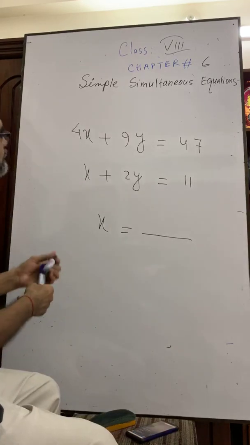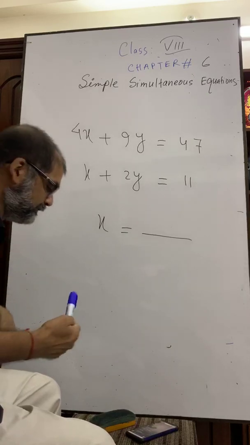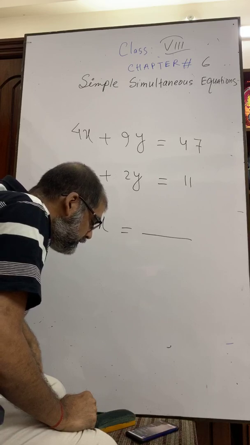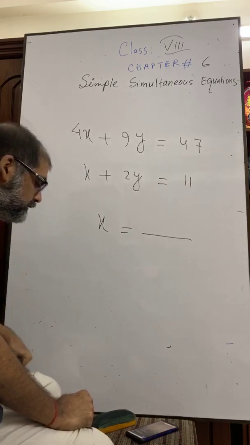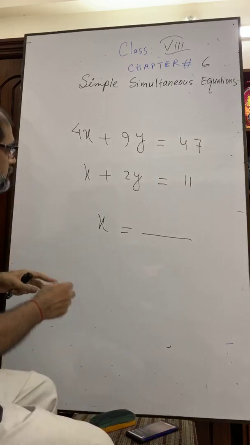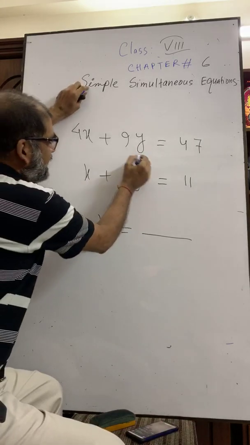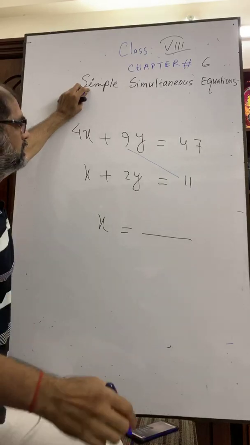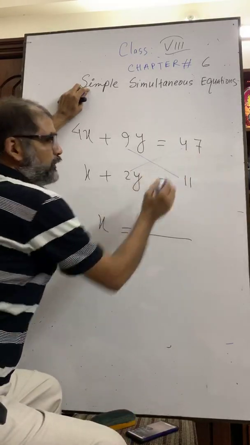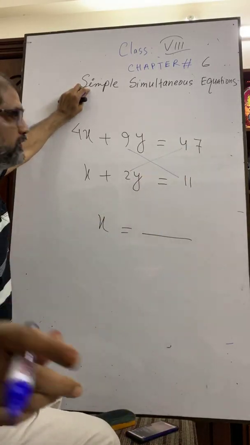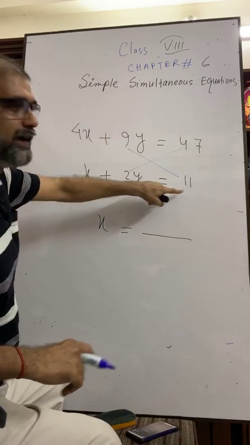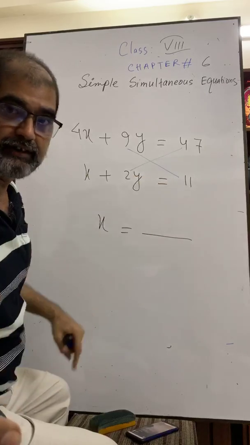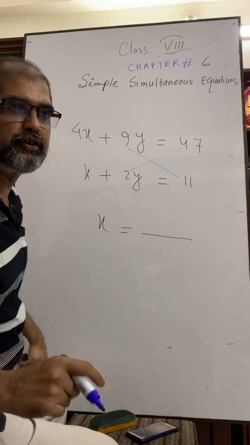You see, can you tell me please? 9 into 11, 99. 2 into 47, 94. 99 minus 94 equals to 5.